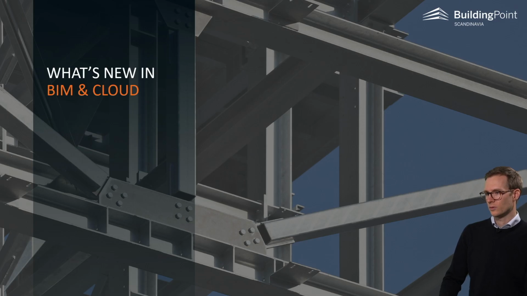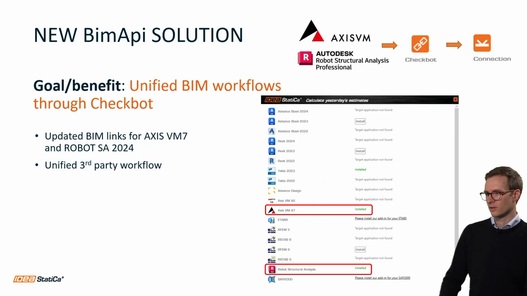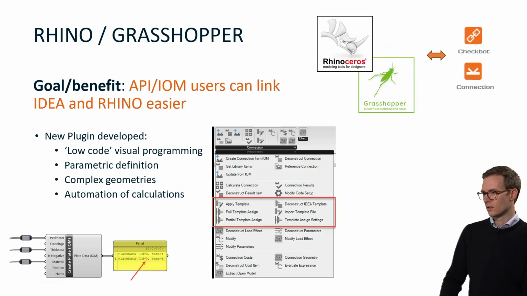Let's look at what's new in BIM and Cloud. The BIM links for AxisVM 7 and Robot Structural Analysis 2024 are updated. And now a plugin into IDEA StatiCa has been added to Rhino and Grasshopper, so it will make it easier to set up a process. For those of you that want to optimize the workflow, this is really great.